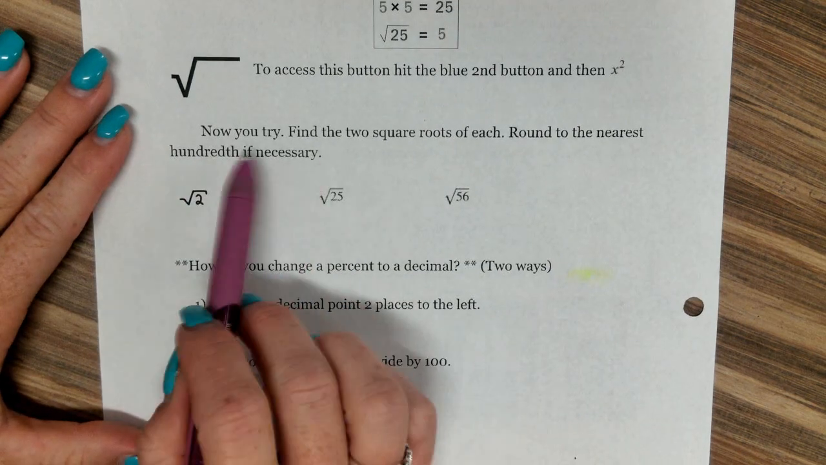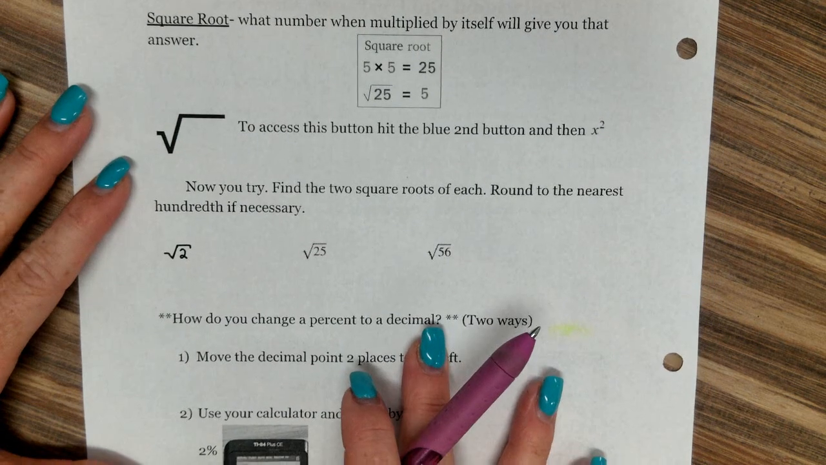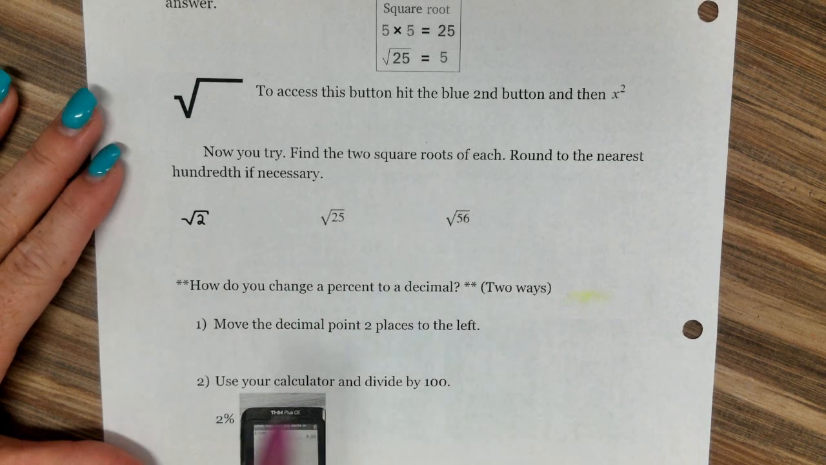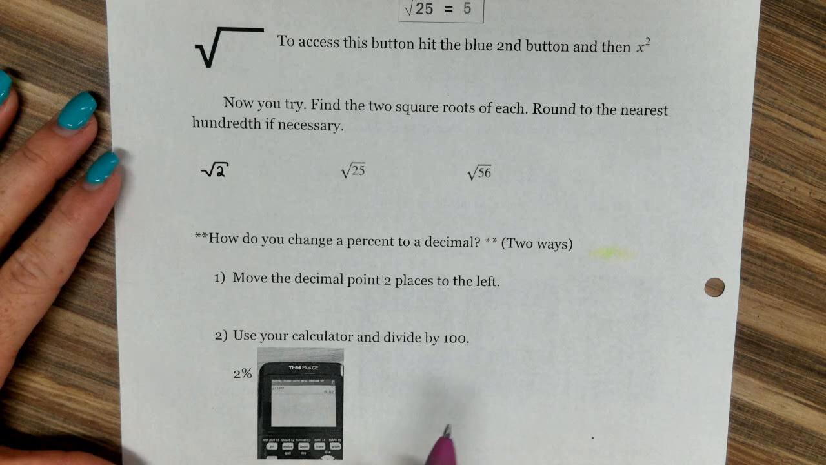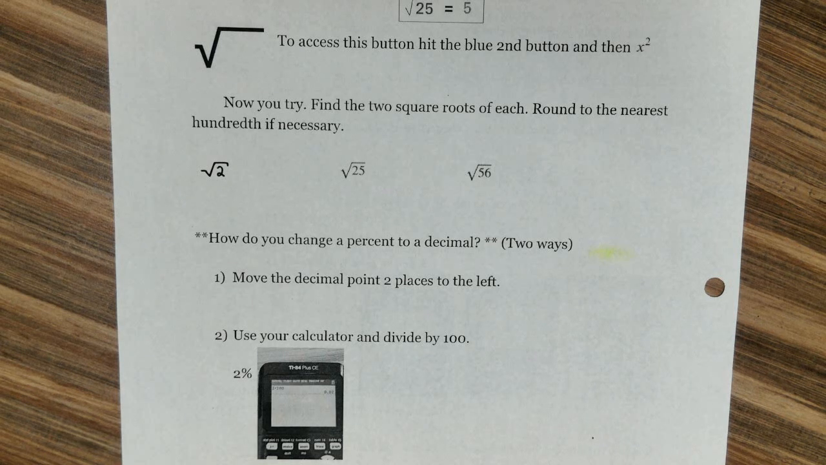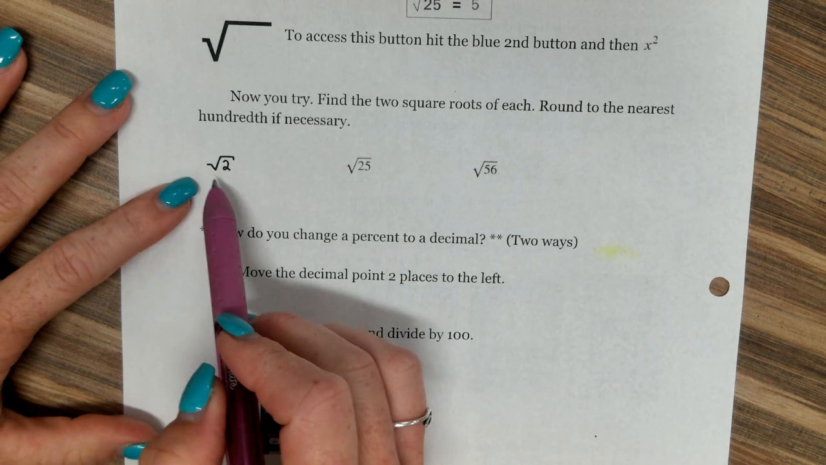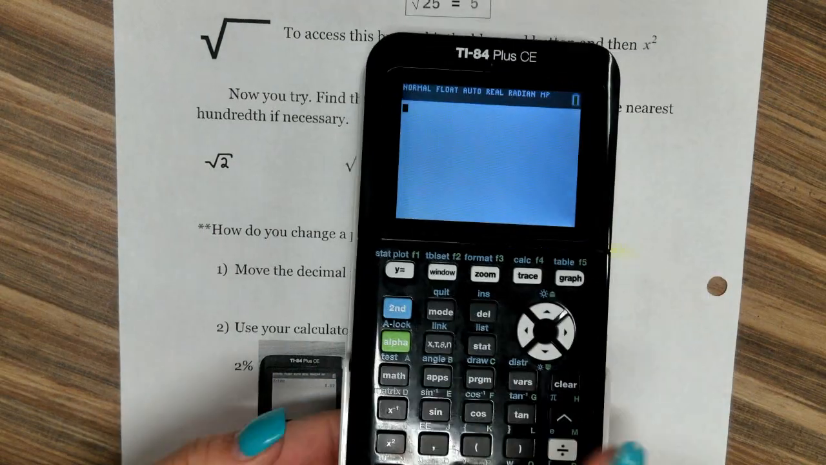You try it. It says find the 2 square roots of each number, round to the nearest hundredth, which I'm going to explain, the two answers. You just find one right now. What is the square root of 2? Did y'all do it?